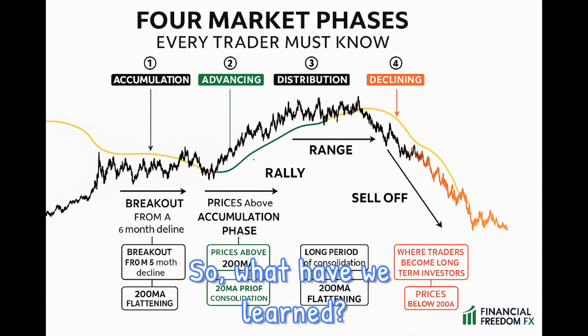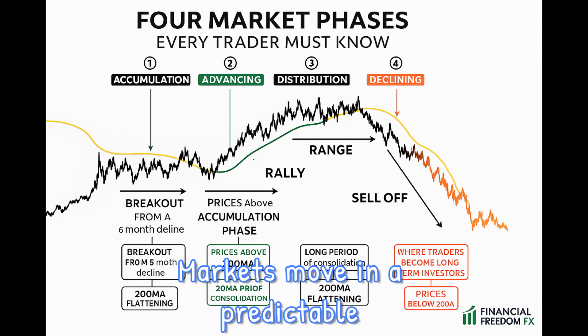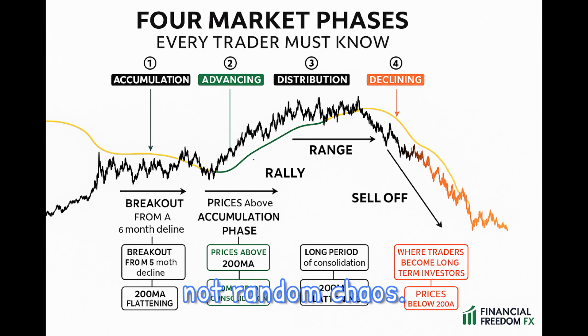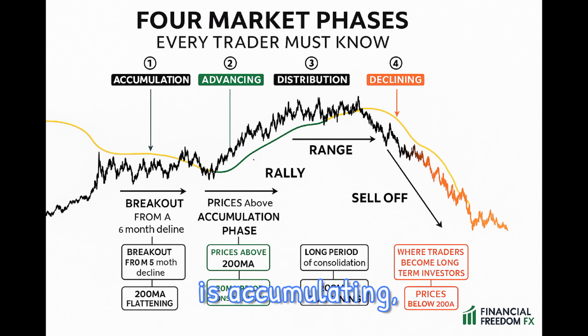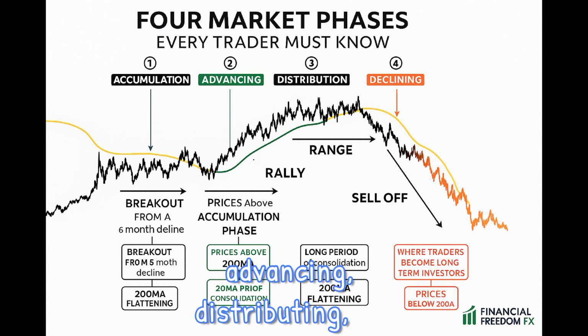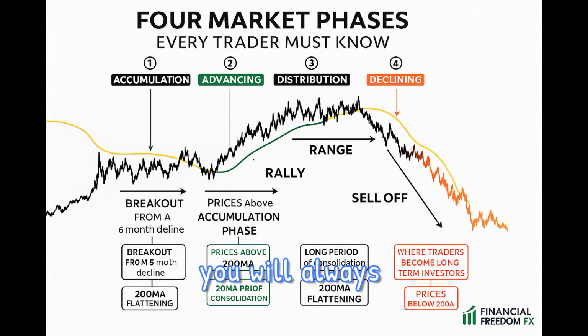So what have we learned? Markets move in a predictable rhythm, not random chaos. If you can identify whether the market is accumulating, advancing, distributing, or declining, you will always trade on the right side. Every phase is a message from the market. Your job is to read it.